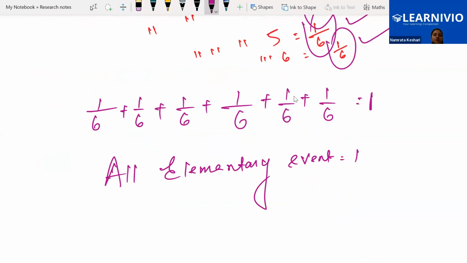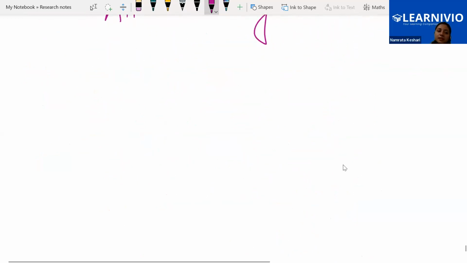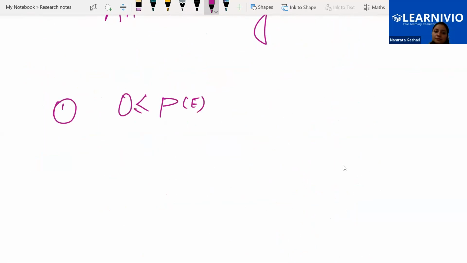Lots of different concepts we are discussing today. Let me summarize everything. First thing first, probability lies between 0 and 1. Maximum it can be 1, minimum it can be 0. 0 is called an impossible event. 1 is called a sure, certain event.